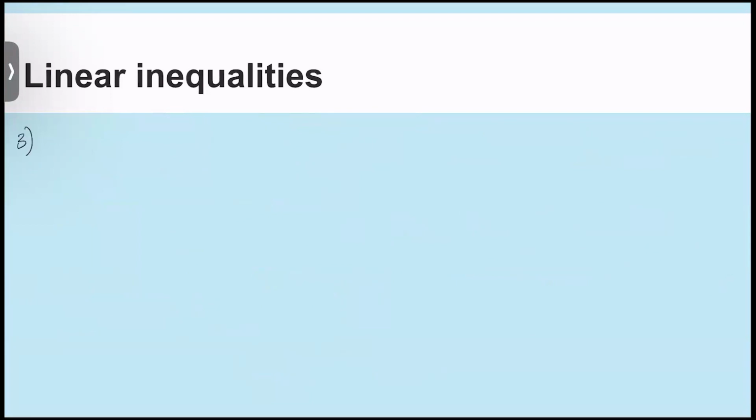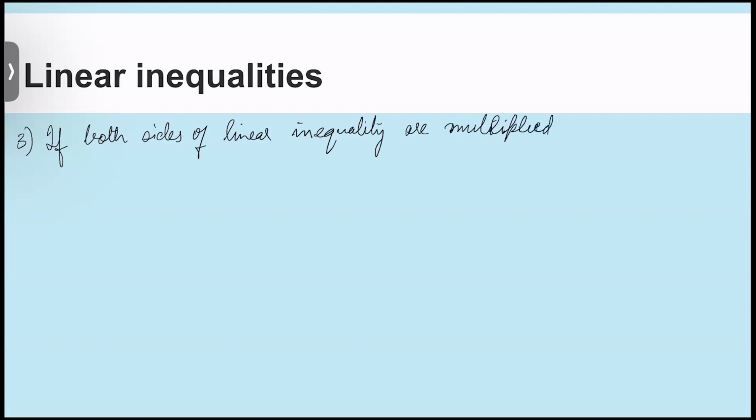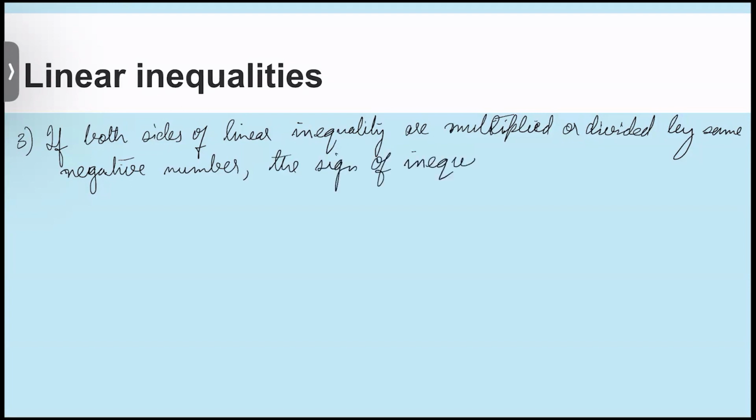But the third rule, which is actually an exception to the second rule itself: if both sides of a linear inequality are multiplied or divided by the same negative number, the sign of the inequality changes, or better to write, is reversed.